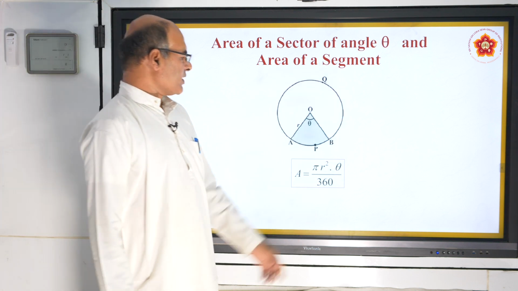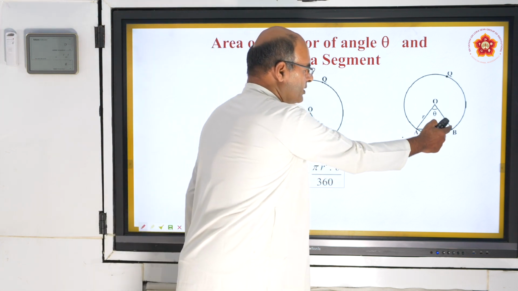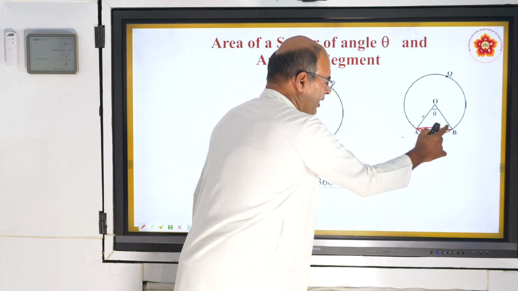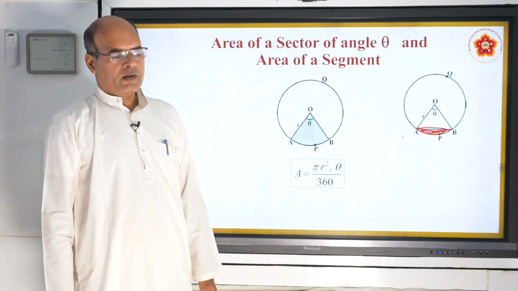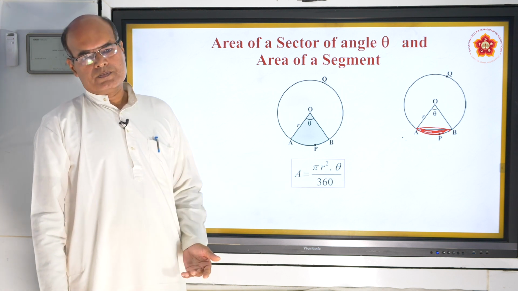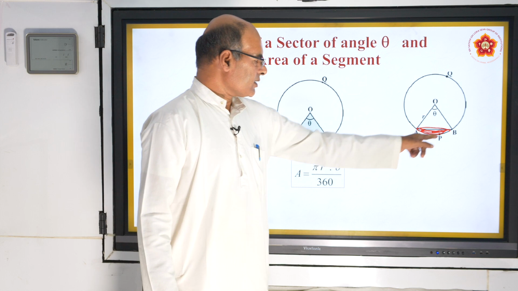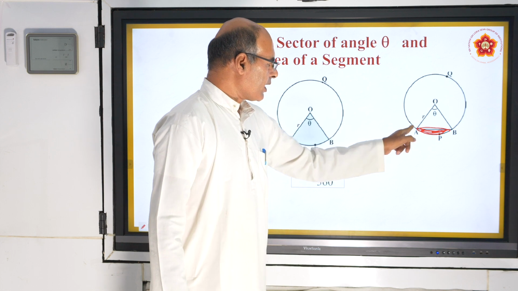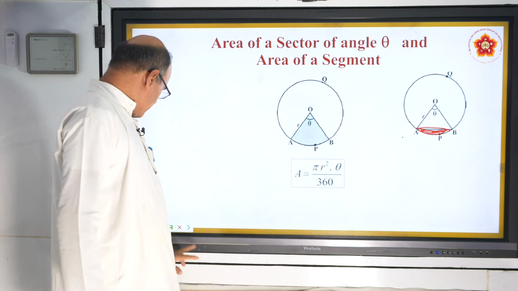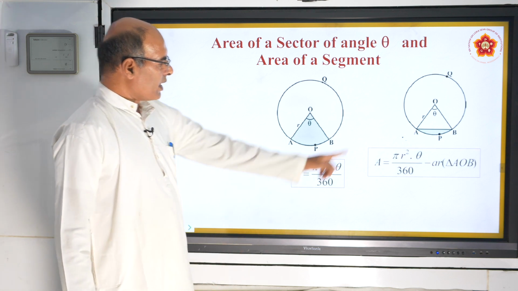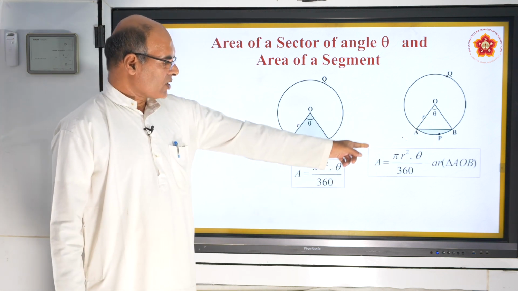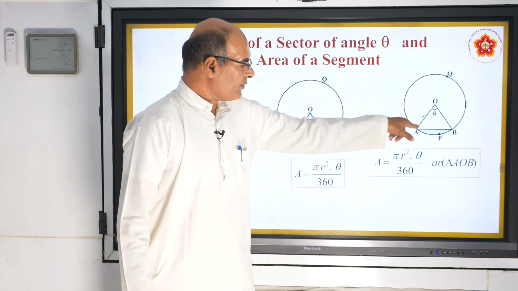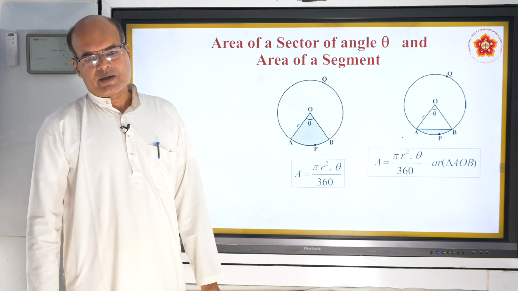If we need to calculate the area of the segment, the segment is the region covered by a chord and the corresponding arc. How can you find it out? First find the area of this sector, sector AOPB. Then subtract the area of triangle AOB. So the area of segment APB is pi r square theta by 360, that is the area of the entire sector, minus the area of the triangle.